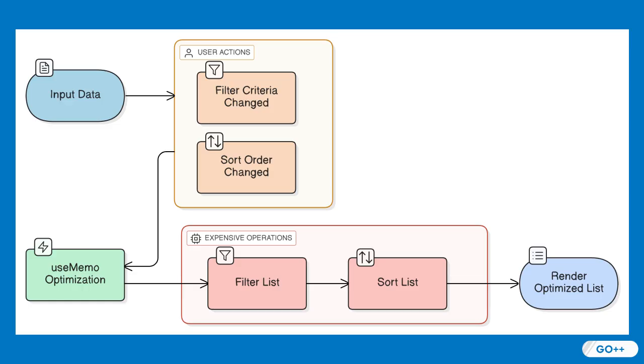Imagine a massive library where each time someone walks in, the librarian rereads every book to answer the same questions about titles, authors, or genres. This is analogous to how React components behave when expensive operations like list filtering or sorting are performed directly during every render, resulting in wasted effort and sluggish performance.